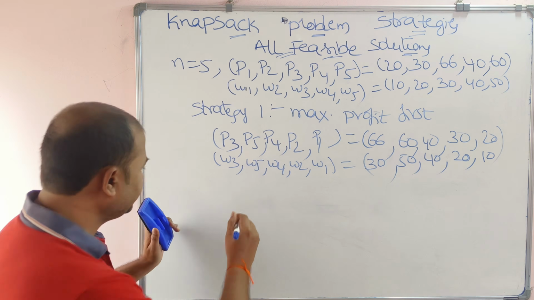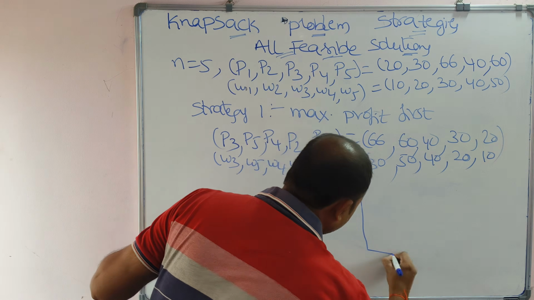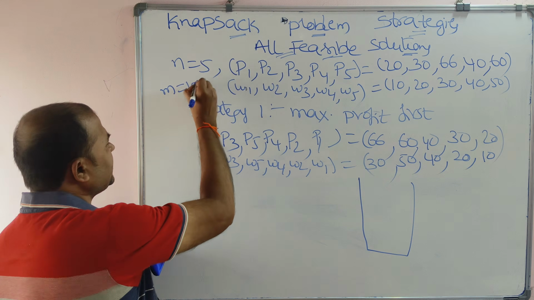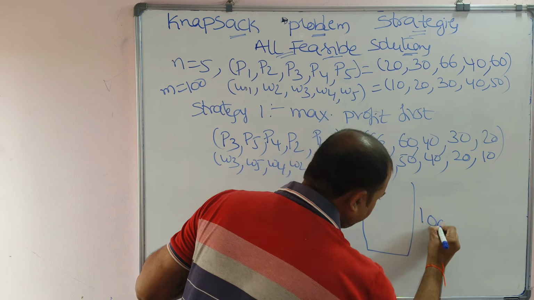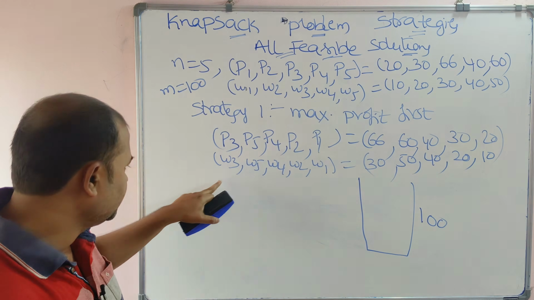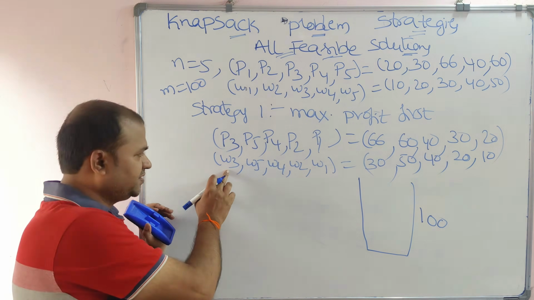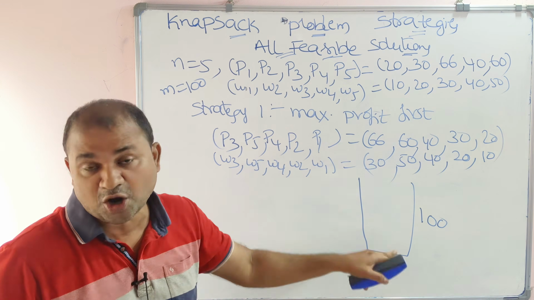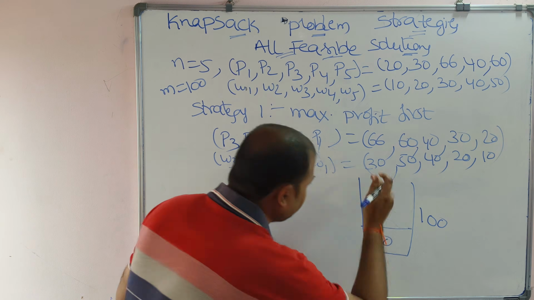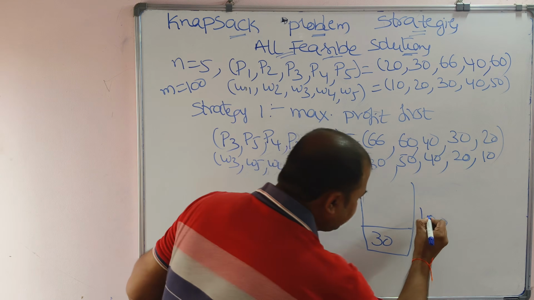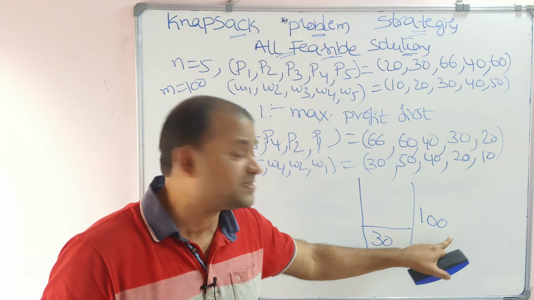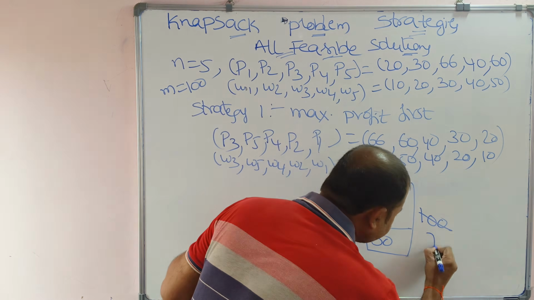So let us see strategy 1. Here we have a knapsack. What is the size of the knapsack? Here n is 5. Let us assume that the size of the knapsack is 100 kg. First we have to place the maximum profit first. What is the first object? The third object has the maximum profit. Here we need to place the weight, not the profit. What is the third object's weight? 30. If you place 30 kg of the object in the knapsack, then what is the remaining weight? Originally the capacity is 100, so the remaining capacity is 100 minus 30, which is 70.